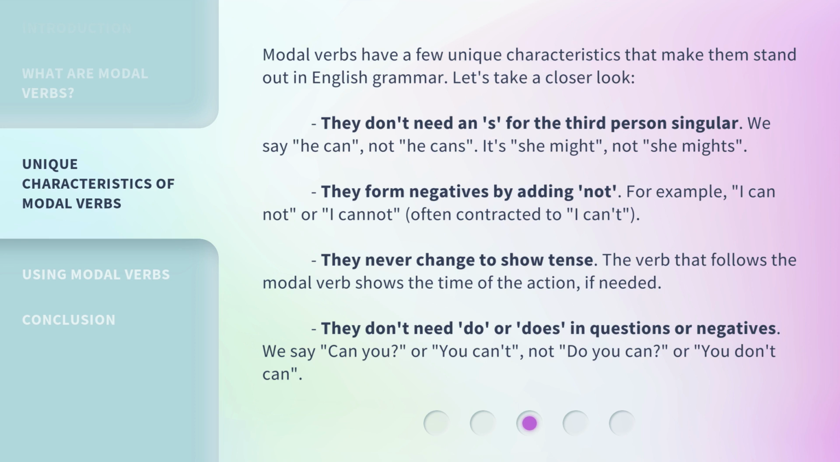They never change to show tense. The verb that follows the modal verb shows the time of the action, if needed. They don't need do or does in questions or negatives. We say, can you? Or, you can't, not, do you can? Or, you don't can.